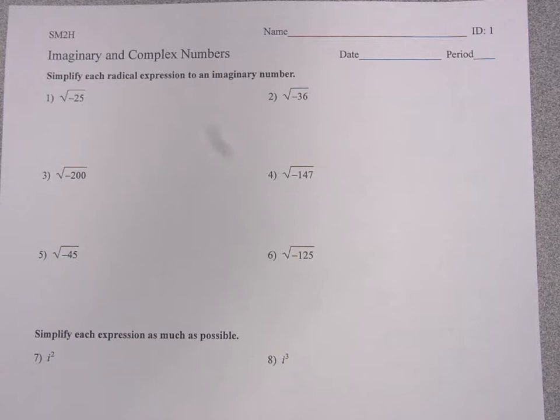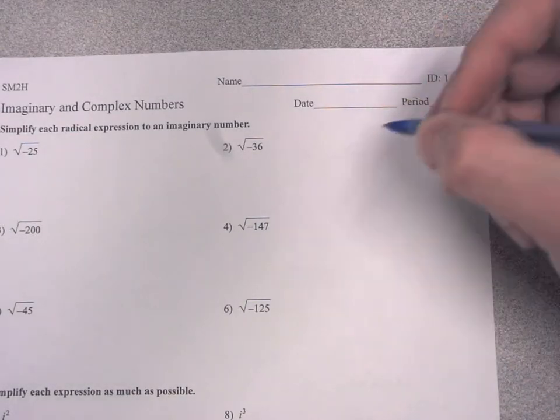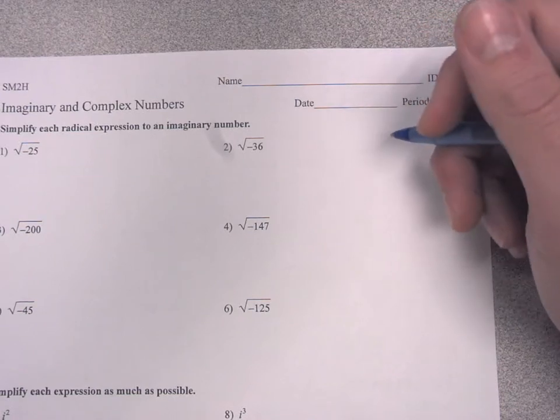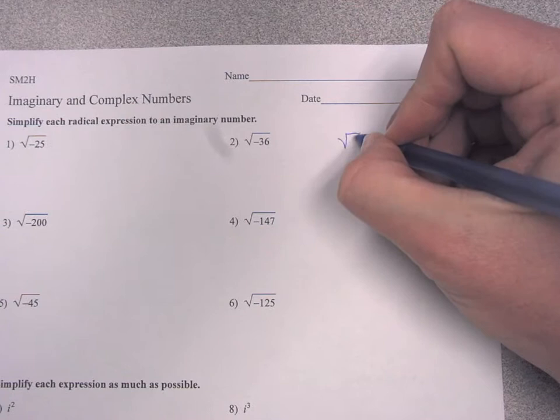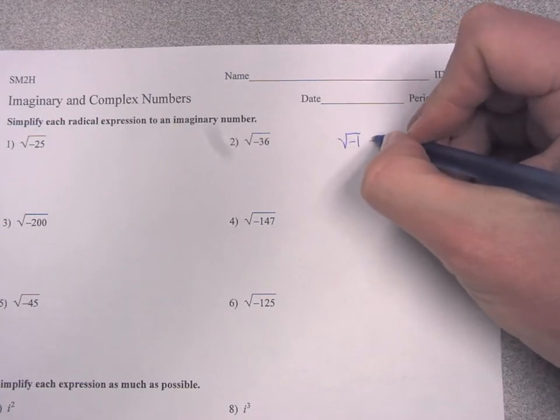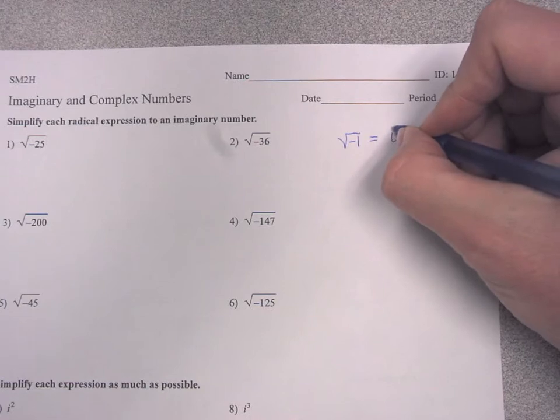Now in class we watched a couple videos and we talked about imaginary numbers a little bit. But one of the things that we talked about that's going to be important for this assignment is to define what's called the imaginary unit. Okay, the imaginary unit is the square root of -1, and we call that i.